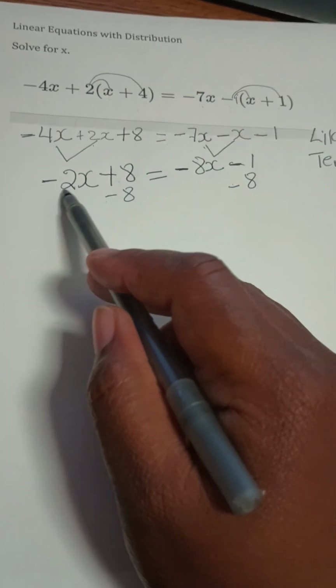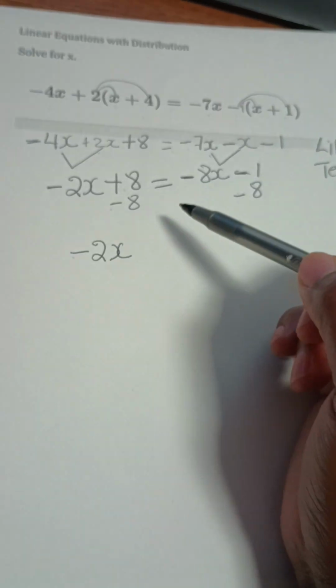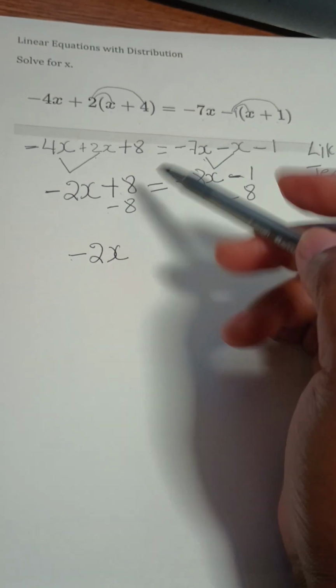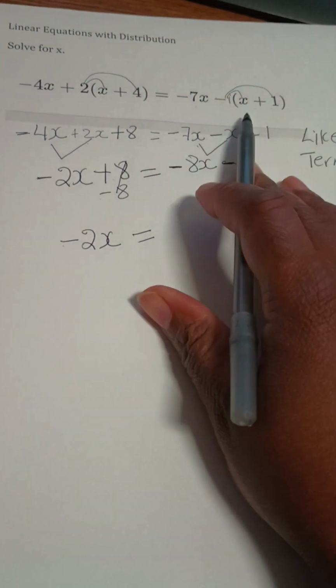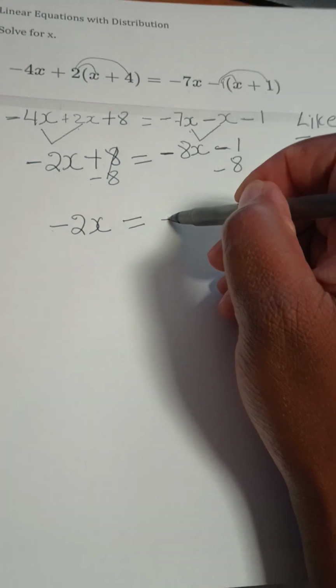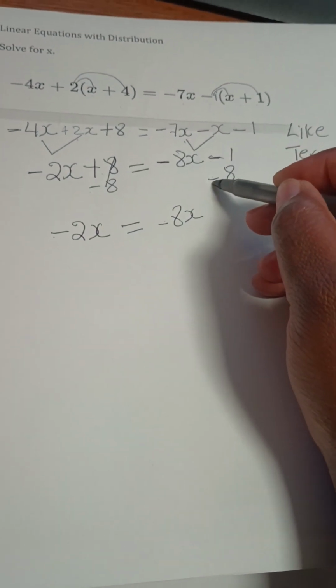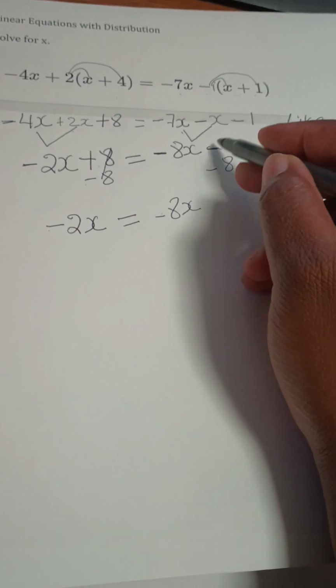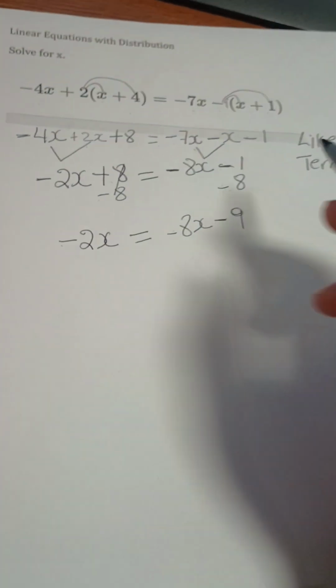So on this side, I'm left with negative 2x. My positive 8 and my negative 8 cancel each other out, so that's giving me my equal sign. I'm going to bring down my negative 8x and my negative 1 plus my negative 8. I'm sorry, negative 1 plus my negative 8 is equal to negative 9.